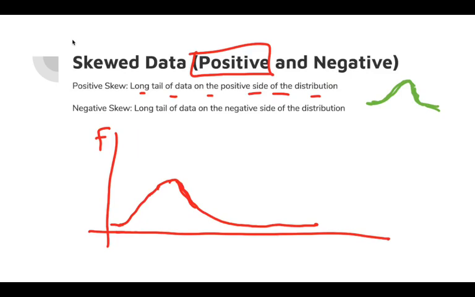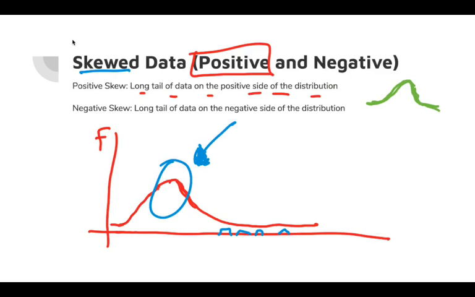And so what this means is that even though the bulk of my data is here, I still have some points in my histogram that are way out here. And so we call this skewed, because even though when I look at this, I can see that the bulk of my data is right here.